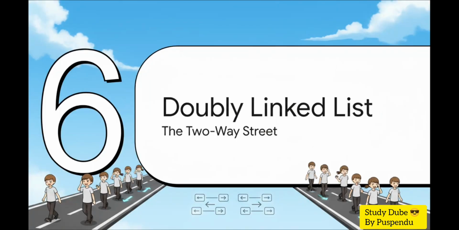Section 6. Doubly linked list. The two-way street. Because what happens if you're traversing your list, searching for something, and you accidentally go right past it? In a singly linked list, you literally have to start all over from the head. So let's look at the ultimate evolutionary upgrade.